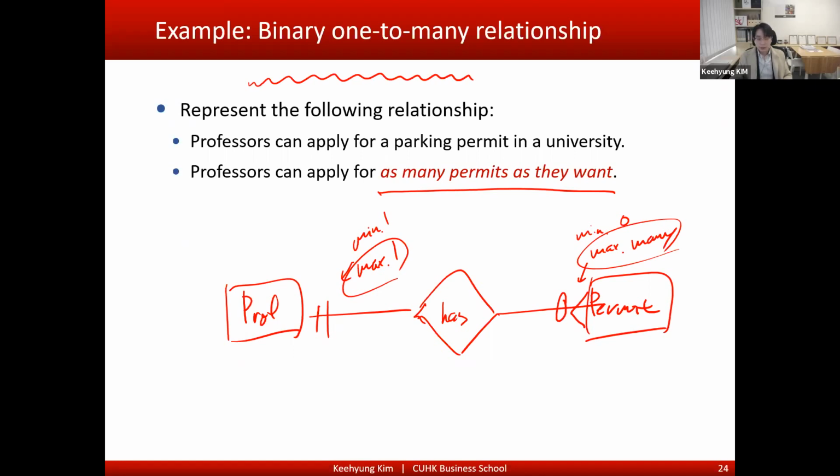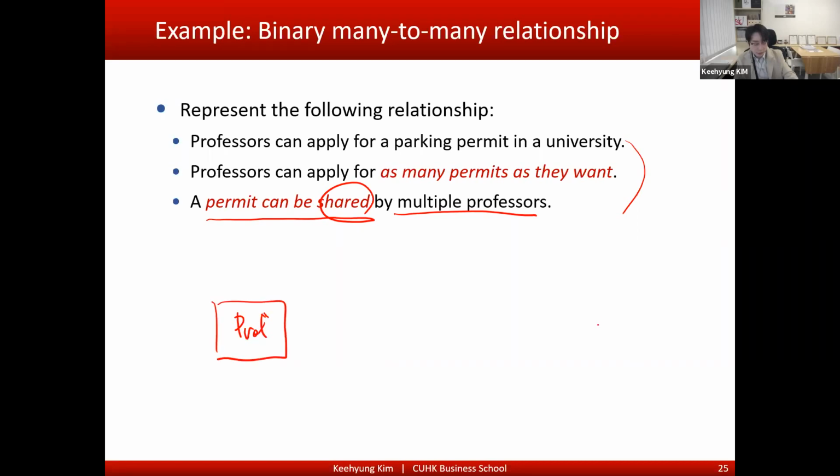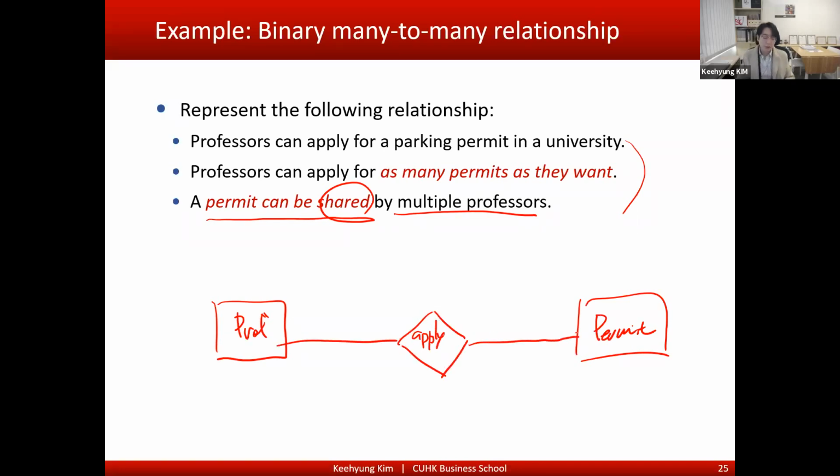Okay, so let's look at one more example here, the last one. We have a new business rule. So we have 3 business rules in total. The last one is that a permit can be shared by multiple professors. The university wants to utilize permits more efficiently, and they want to maximize the usage of the space. Then they may allow sharing the permit across multiple professors. So in this case, we have the same business event, the same professor entity and same permit entity, and the same binary relationship in the middle like this.